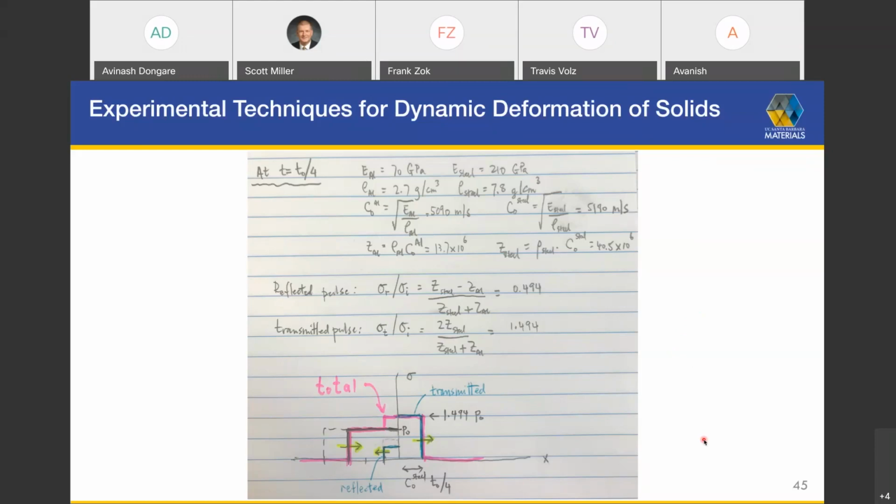I'm just wondering how the wave that's transmitted doesn't lose any stress, even though some of the wave has been reflected back into the aluminum.